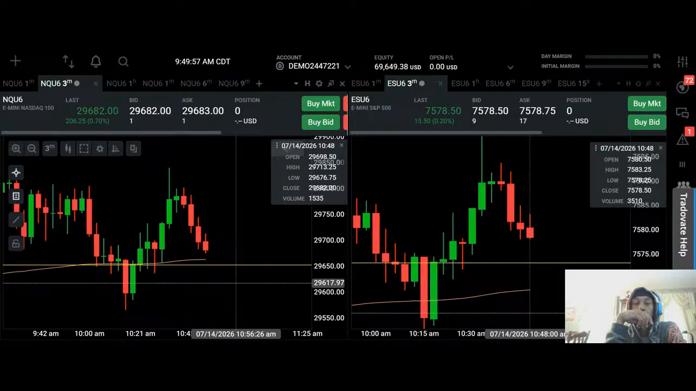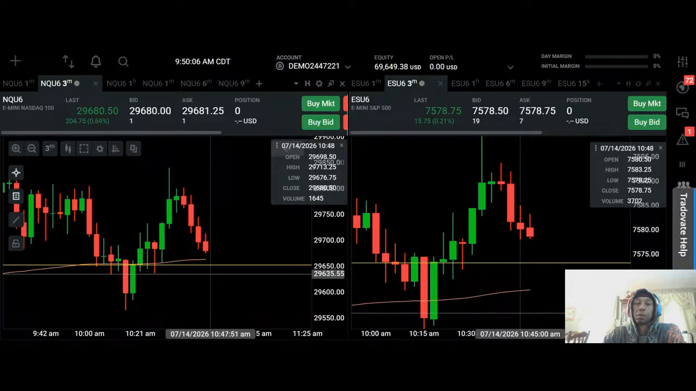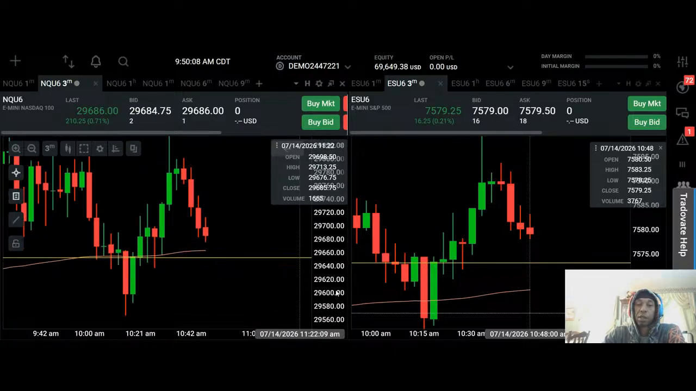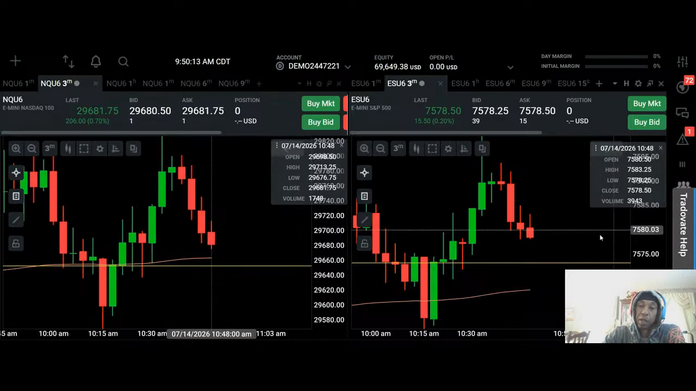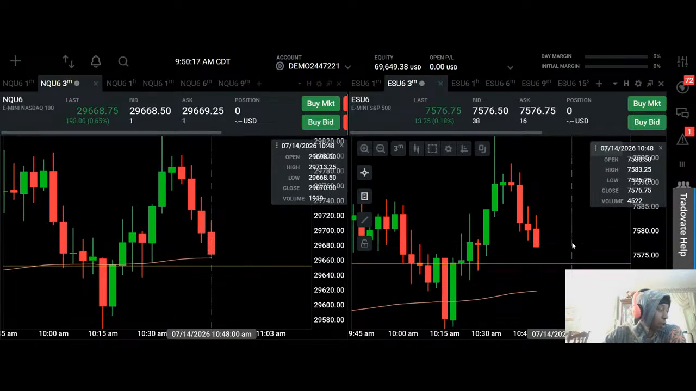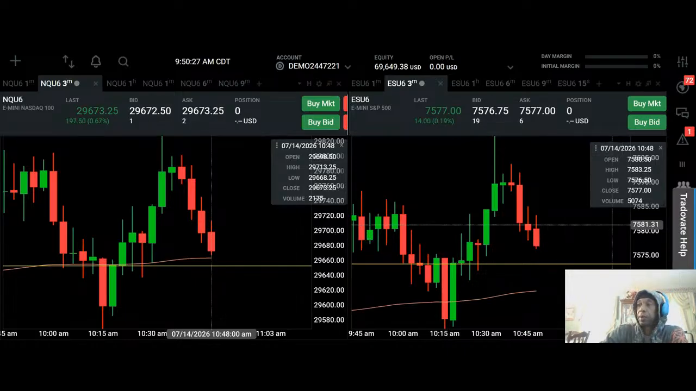Yeah, if they close below that line right there, that is a continuation down. They close below this yellow line, orange line, especially if both of them close below that orange line, they're gonna go down for the rest of the day. Without a doubt. Yeah, I could be wrong. I ain't usually wrong, bro.